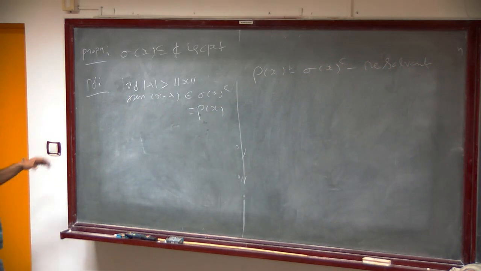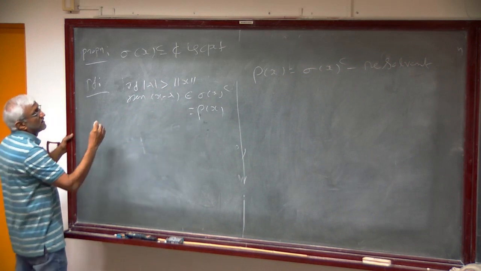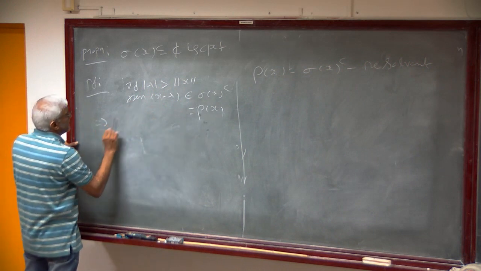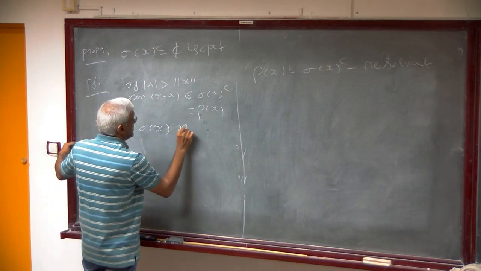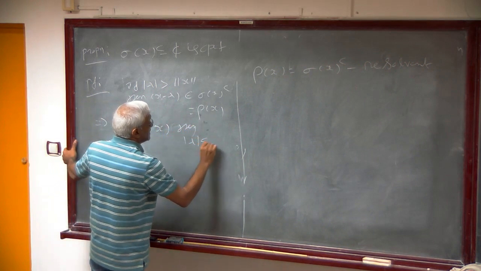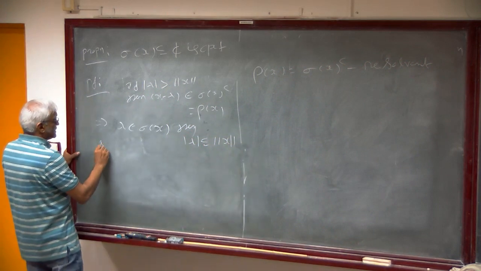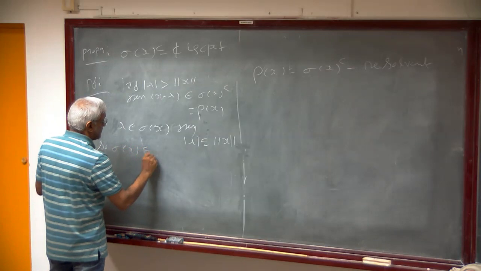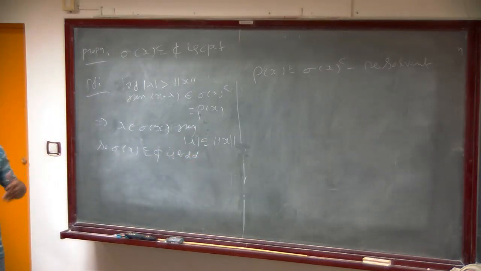So if lambda is greater than norm X, then this is in the resolvent. This implies if lambda is in sigma of X, then mod lambda is less than or equal to norm X. So sigma X is bounded. And we have to show it's closed. So it's enough we prove rho X is open.